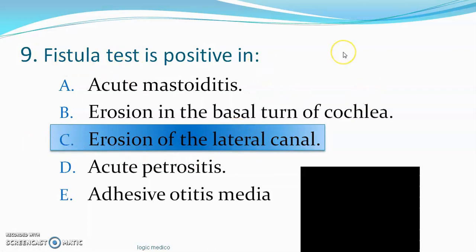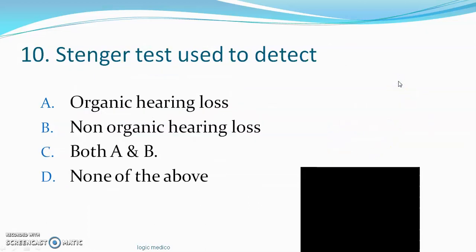When you press the tragus of the ear of the patient, the person will have vertigo, or you can see his eyes moving rapidly. That is nystagmus. That shows there is a hole in the lateral semicircular canal. So that is called a positive fistula test. Okay, got this? Next one.